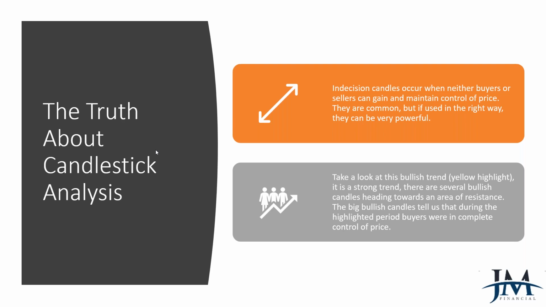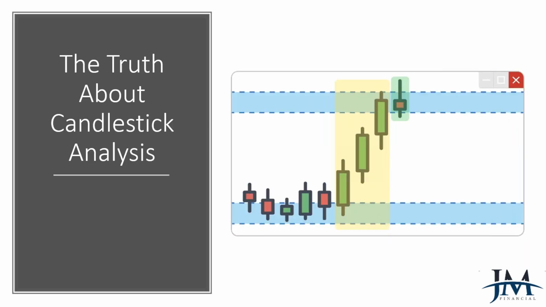Take a look at the bullish trend. The yellow highlight is a strong trend. There are several bullish candles heading towards an area of resistance. And the big bullish candle tells us that during the highlighted period, buyers were in complete control of the markets. So buyers, buyers, buyers. We're not concerned with that here.